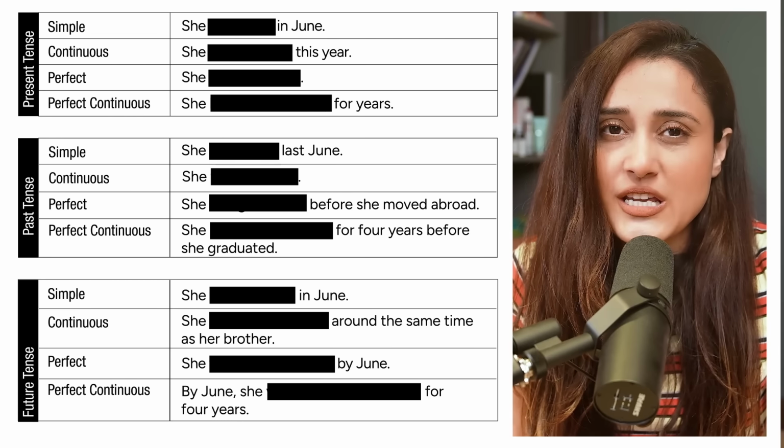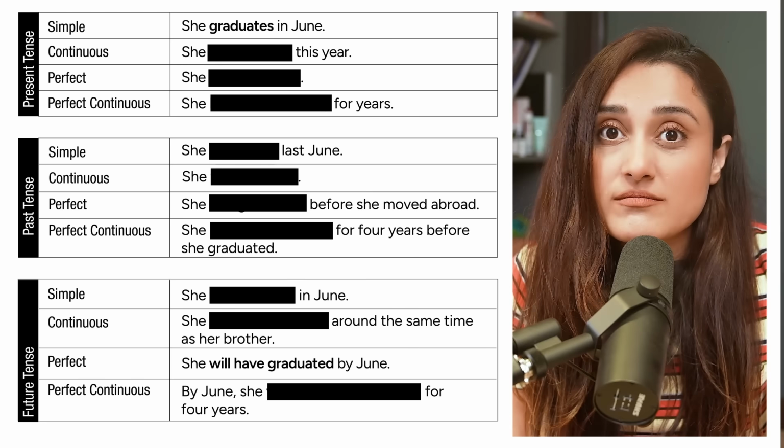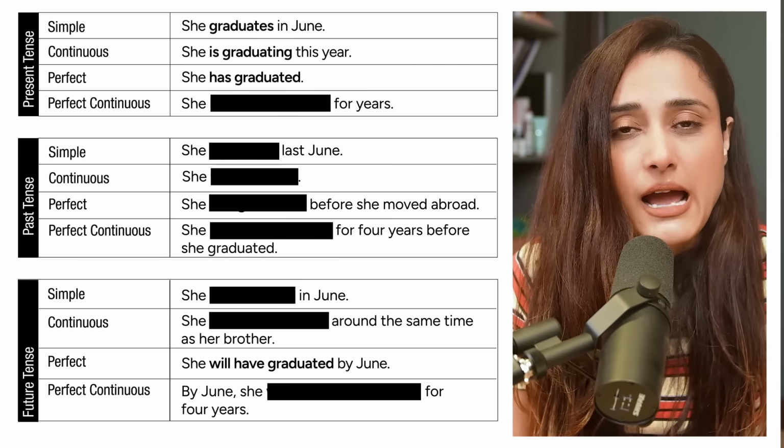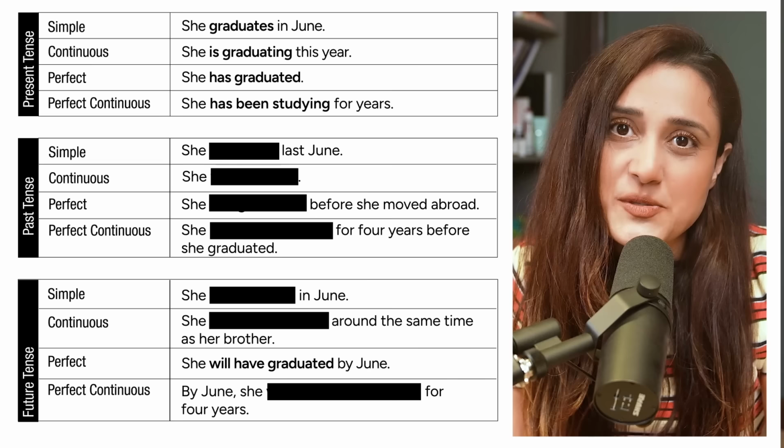Now we're starting with the 11th one. Future perfect. She will have graduated by June. She graduates in June. She is graduating this year. She has graduated. She has been studying for years. You can't say she has been graduating for years, so that's why we changed the word.